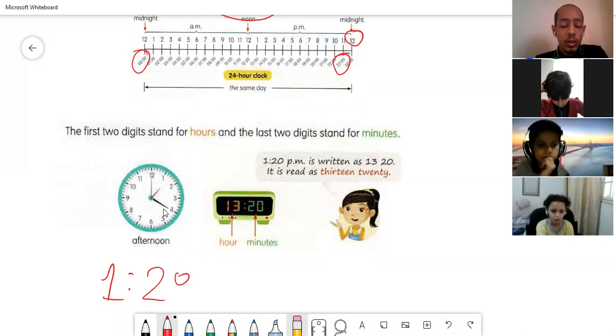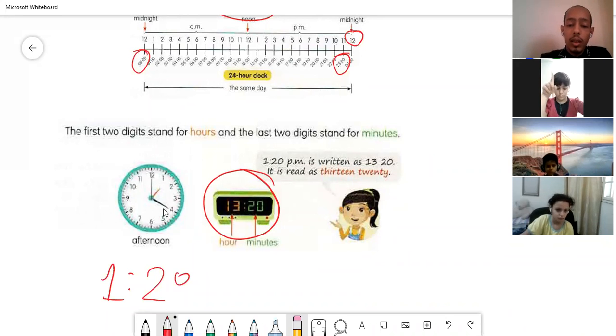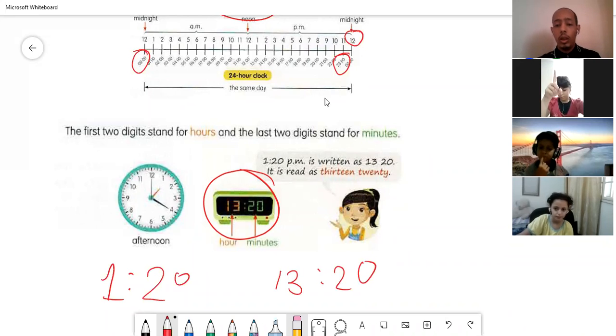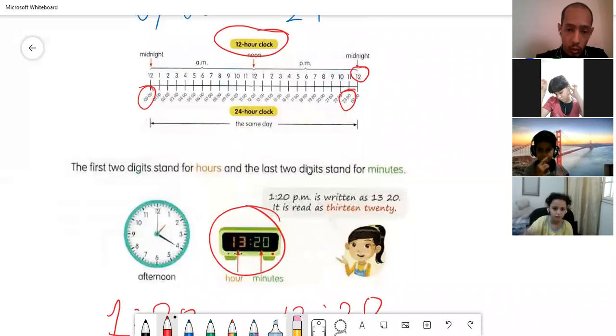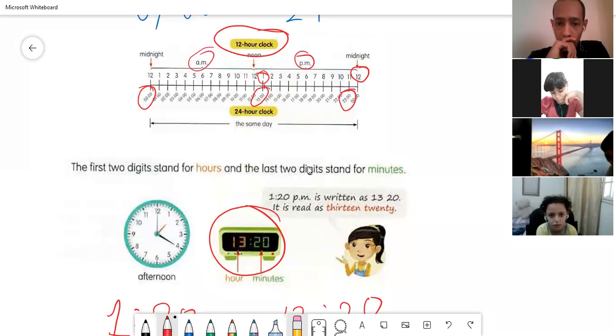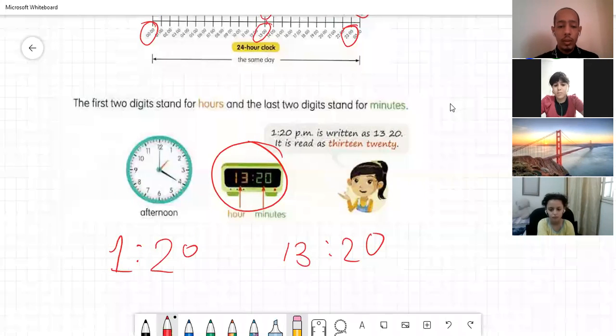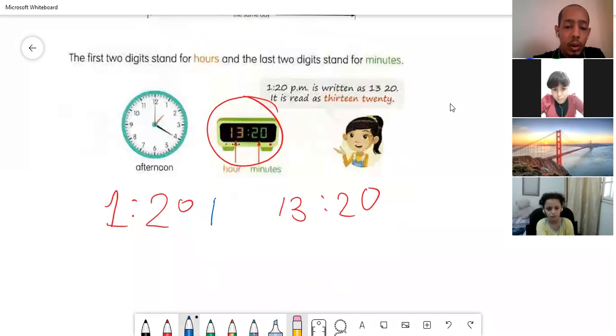To decide whether it is AM or PM, we need to look at the digital clock. The digital clock says it is 13:20. So we can go back to the timeline and see where 13 is. Here is 13, right? And above we have 1. Is it AM or PM? It is PM, right? So now the time is 1:20 PM.